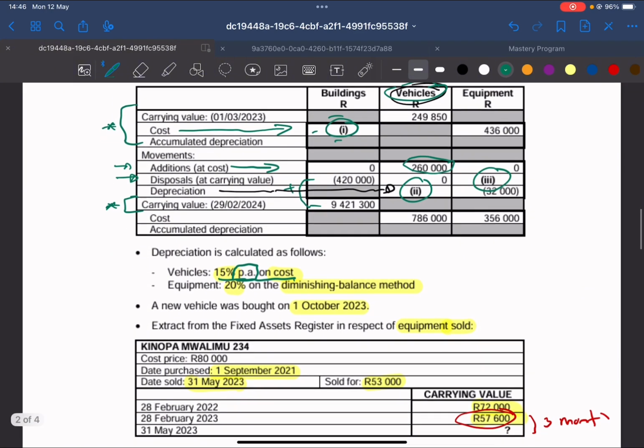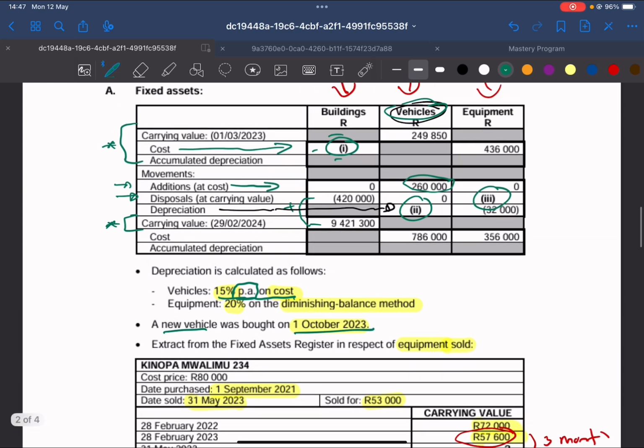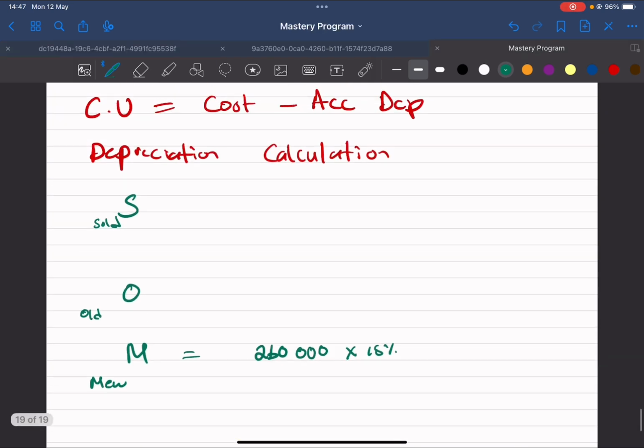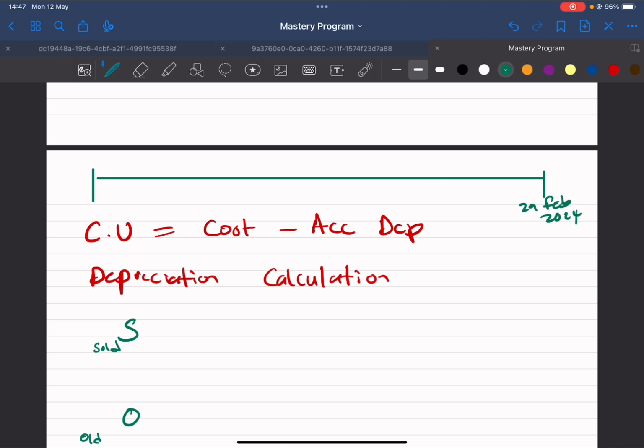So we go and look, when did they buy this vehicle? The new vehicle was bought on the 1st of October 2023. So you see, they bought it on the 1st of October 2023, and we're calculating depreciation for the, what's the date? 29 of Feb 2024, right? So they bought it 1st October 2023. Let me just go draw my timeline so that you guys can see what we're talking about. So I have my timeline here, and I'm saying we're calculating depreciation for 29 Feb 2024, meaning that the financial year started on the 1st of March 2023.